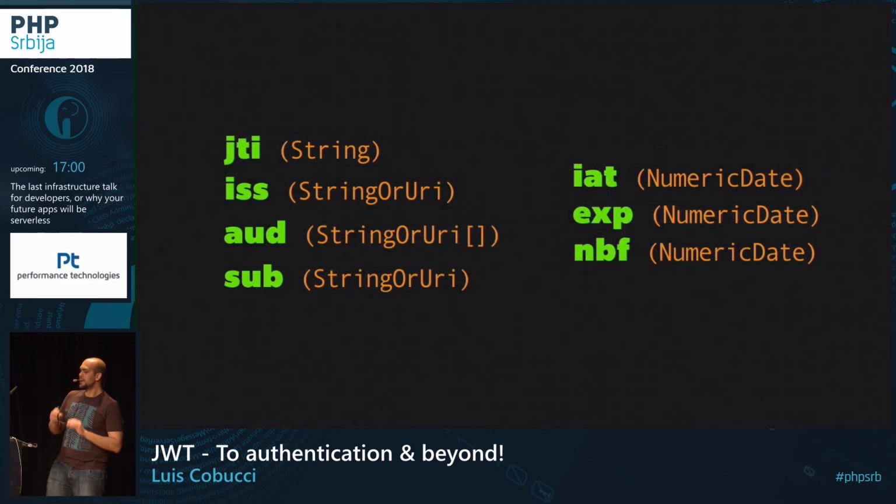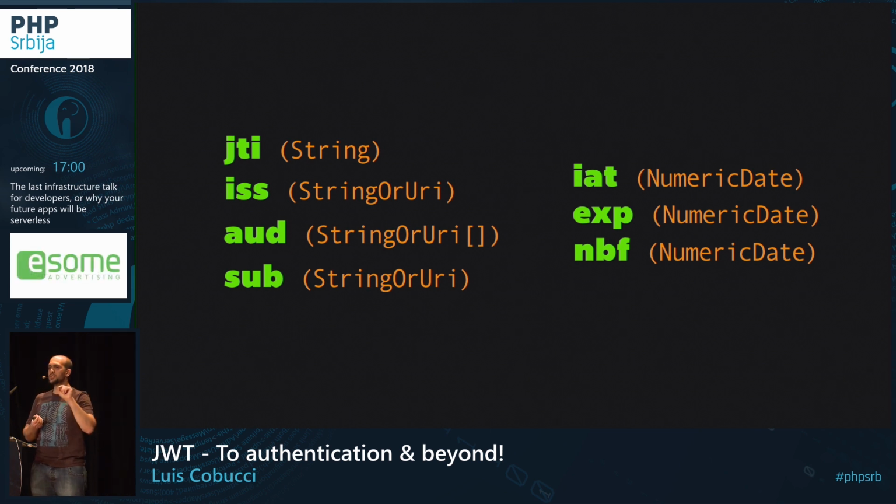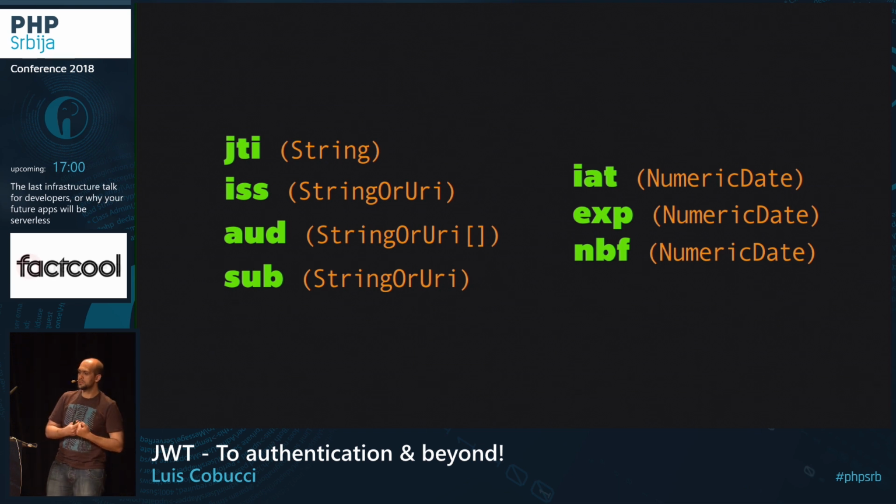We have some predefined claims, which we call the registered claims. These are very important for the whole JOSE and JWT ecosystem because they have specific meanings.